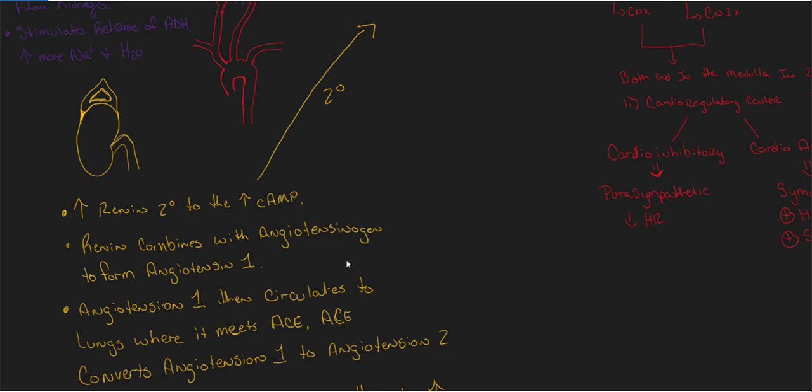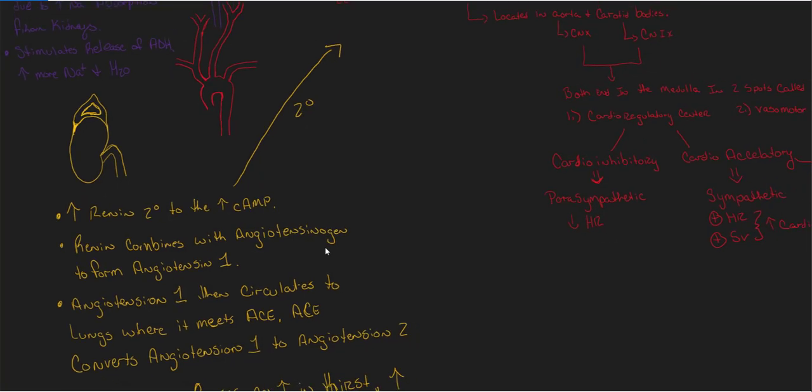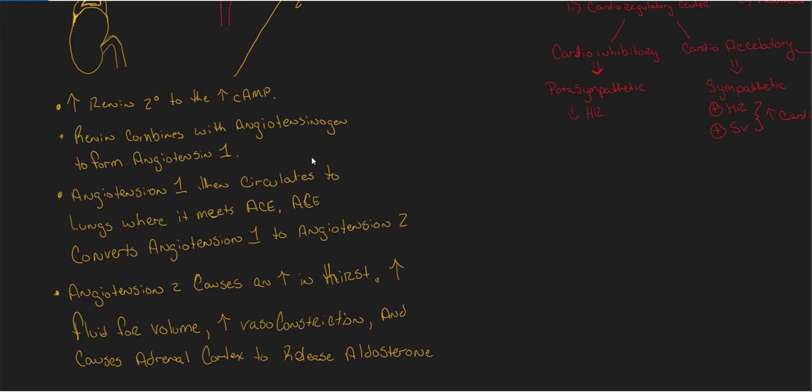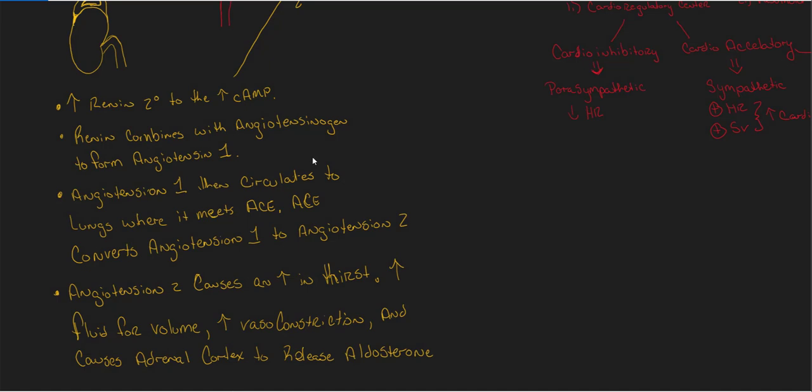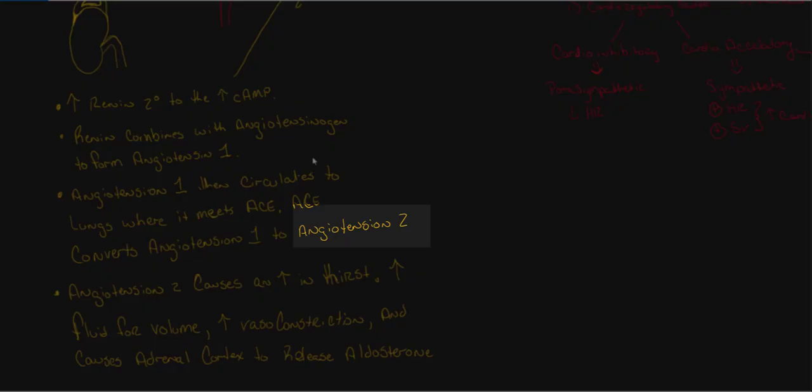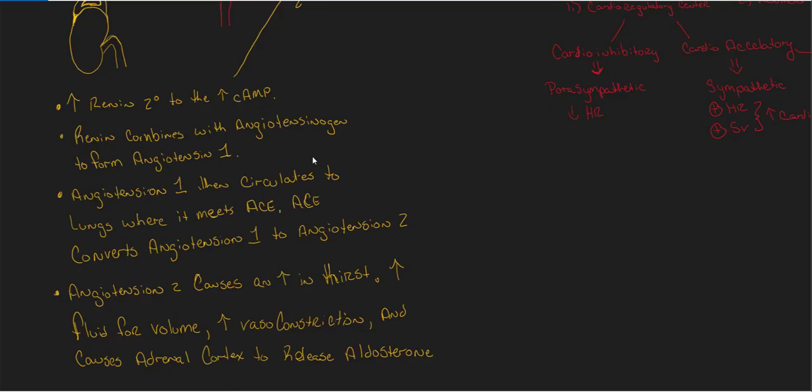Now, angiotensin 1 is floating through the blood, and it comes in contact in the lungs with what we call ACE. ACE is angiotensin converting enzyme, and that converts angiotensin 1 to angiotensin 2. Now, angiotensin 2 is where we start having some responses come in. It causes an increase in thirst. That makes the body want to bring in fluid, so we start drinking fluids, which increases our volume, which in turn increases stroke volume.